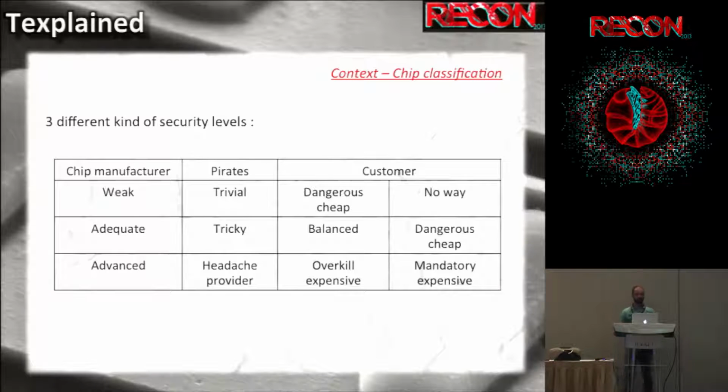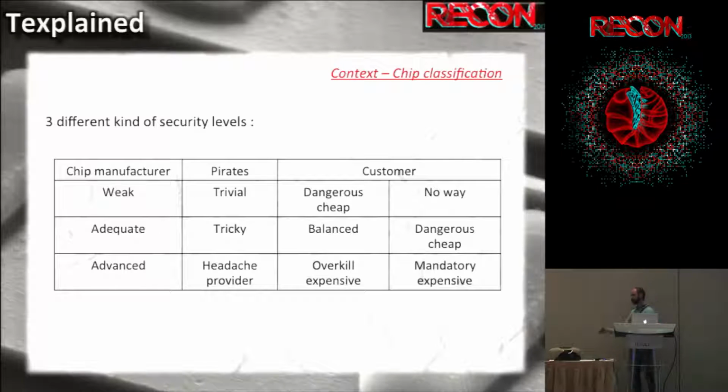These three different levels are from the chip manufacturer side. For pirates, I would call the first one trivial, because it's a piece of cake. I'll do it so fast. And then the adequate level will be tricky. Some pirates can do it, but now we have only some groups of people, it's not so many. And then the advanced techniques, for a hacker, it's a problem. So maybe we'll have some difficulties.